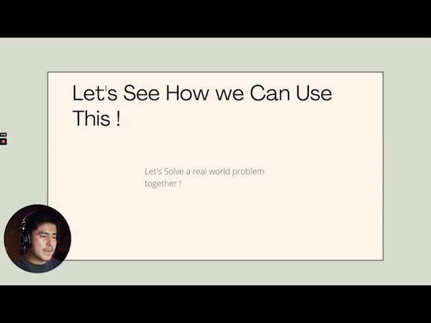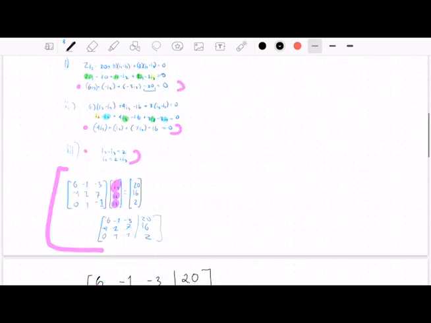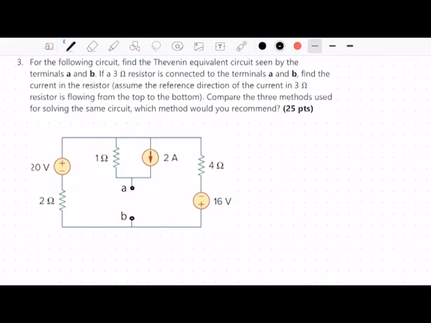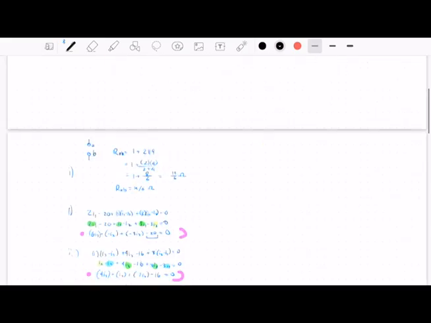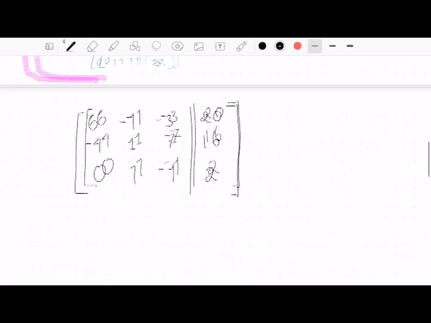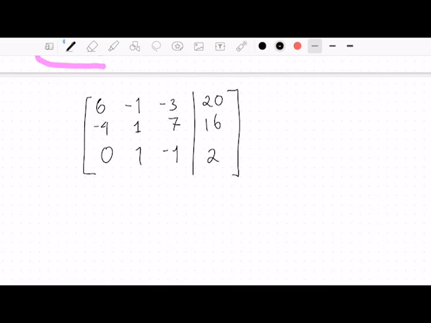And so, okay, we talked about these scenarios, but now let's get to a system where we could show you this real world scenario and how we could solve it. In this example, we want to find all three currents, and the system we're left with is this right here.